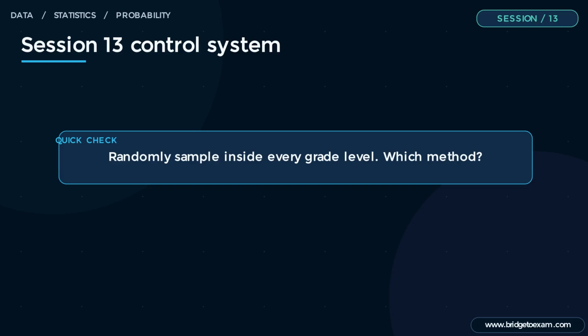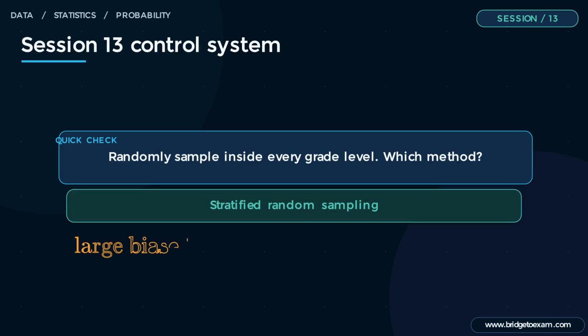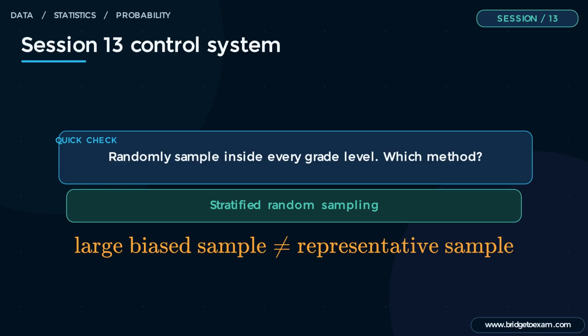Quick check. A school randomly samples within every grade level. What sampling method is used? The grade levels are strata, so the method is stratified random sampling.